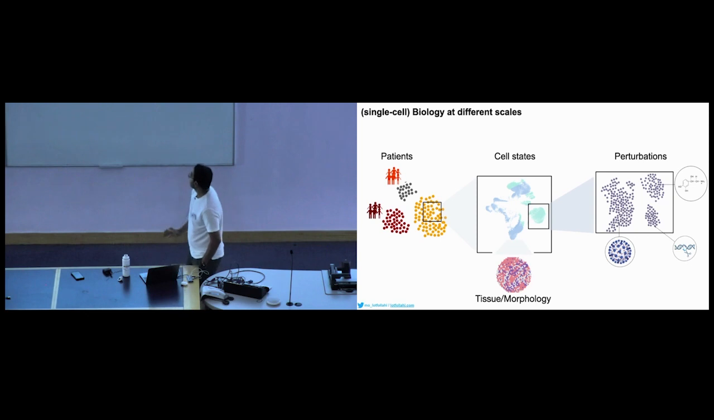And then one last piece of this is we can actually look at the morphology and the spatial organization of cells. So I'll show you machine learning, ML, statistical methods along this spectrum of resolution that can actually help us to understand health and disease in different resolution.